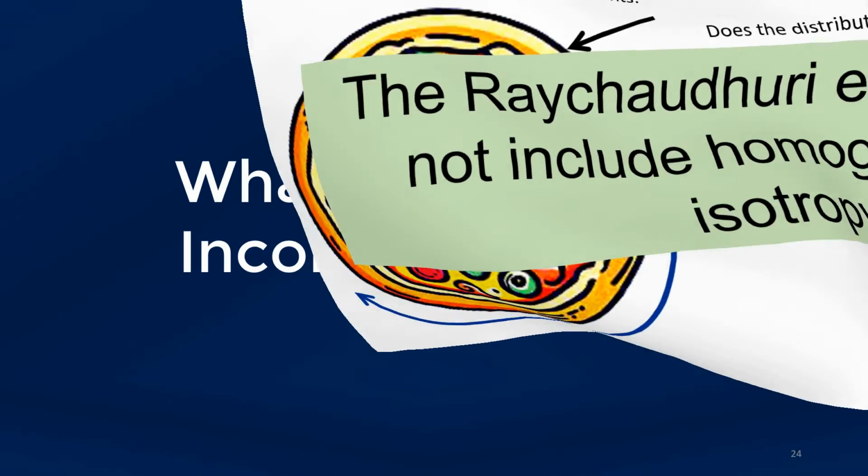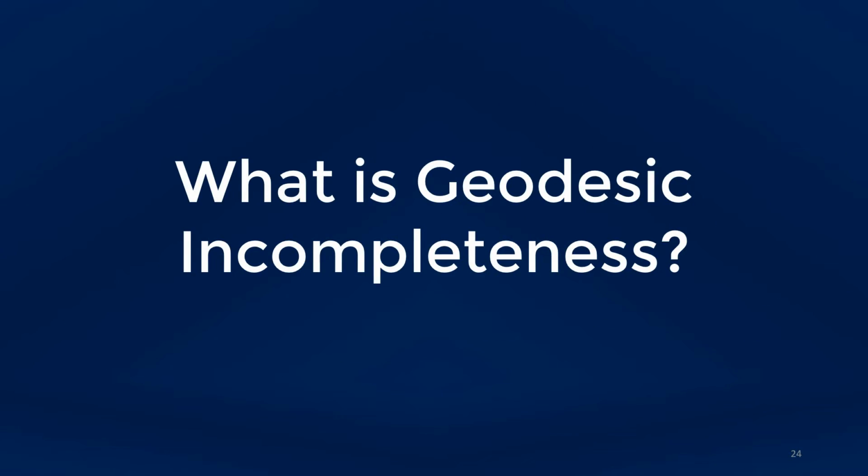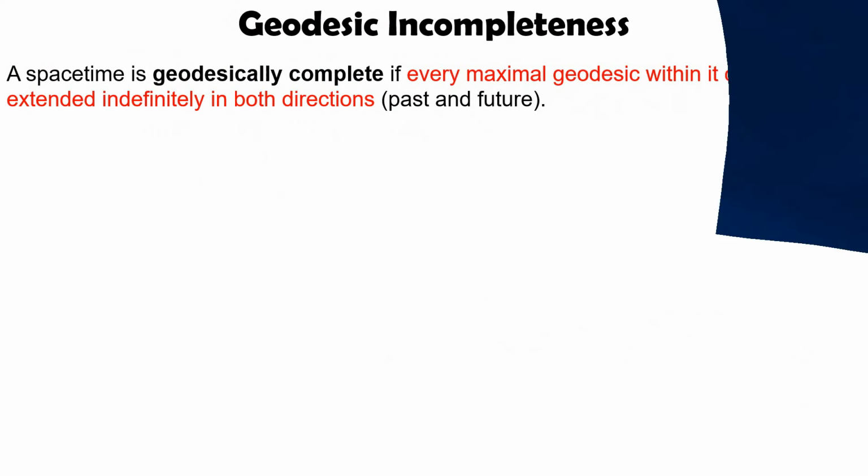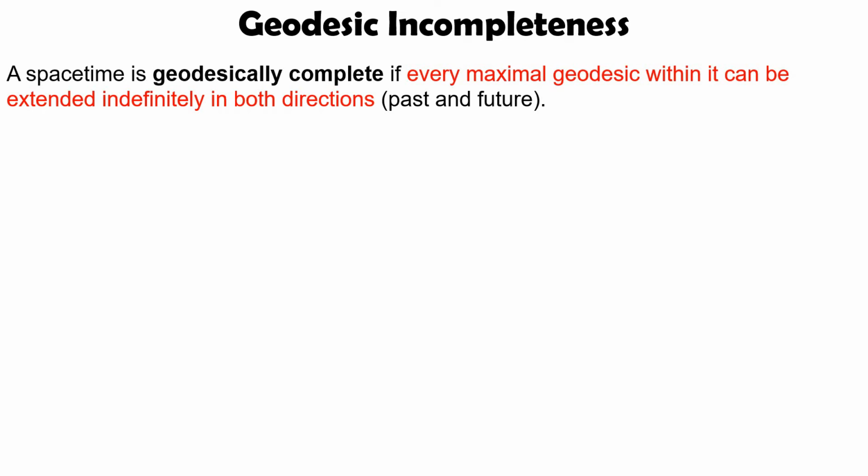The next important concept, the central idea, is geodesic incompleteness. Now, before understanding incompleteness, we should understand completeness. A space-time is geodesically complete when every maximal geodesic within it can be extended indefinitely in both directions. So it goes on and on and on. That is what is called geodesically complete.